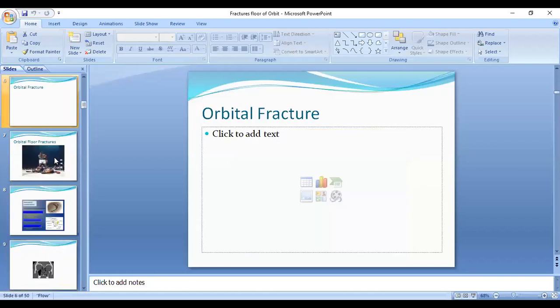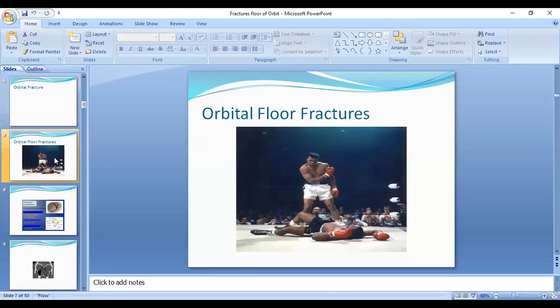Coming to our main topic of the day, the orbital floor fractures. We have heard the term blowout fractures, and that is our topic today, which is mostly the infraorbital fractures or the orbital floor fractures.